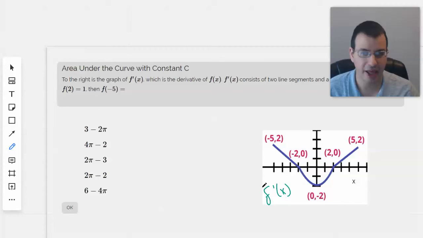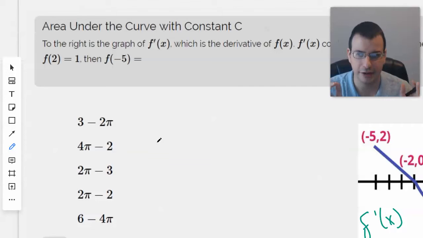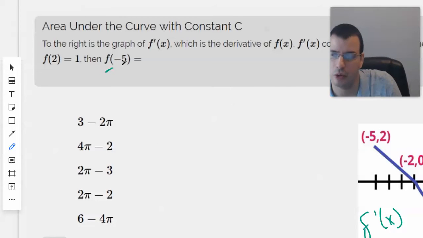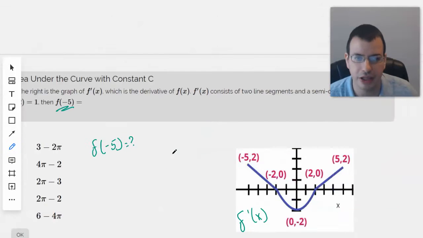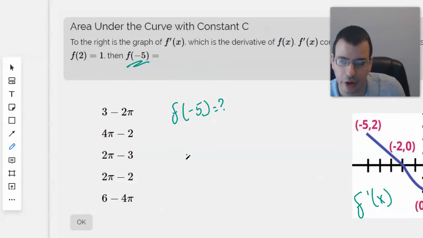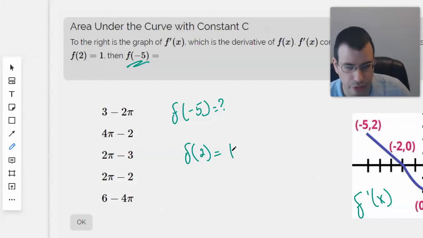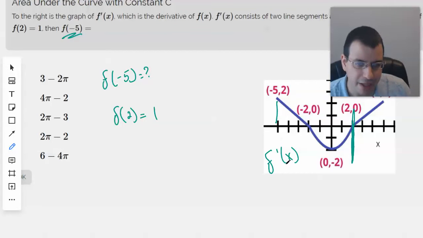Okay, so we're given f prime of x. So let's start off by looking at, we want to find f of negative 5. F of negative 5 equals question mark. And we're given f of 2. So f of 2 equals 1. So we're saying this is f of 2 right there. And this is f prime of x.